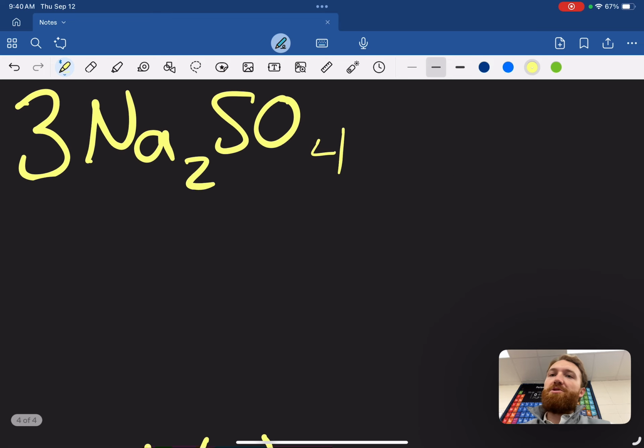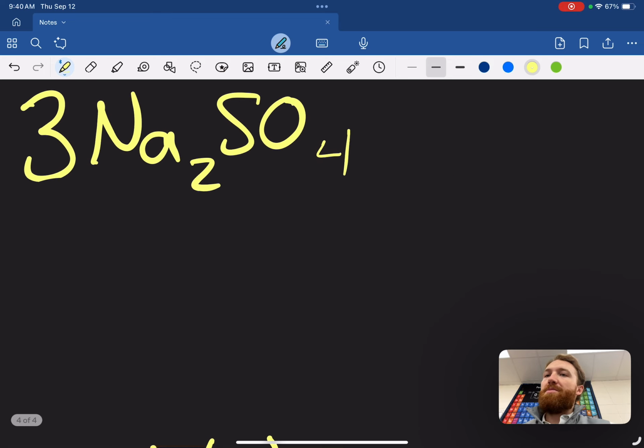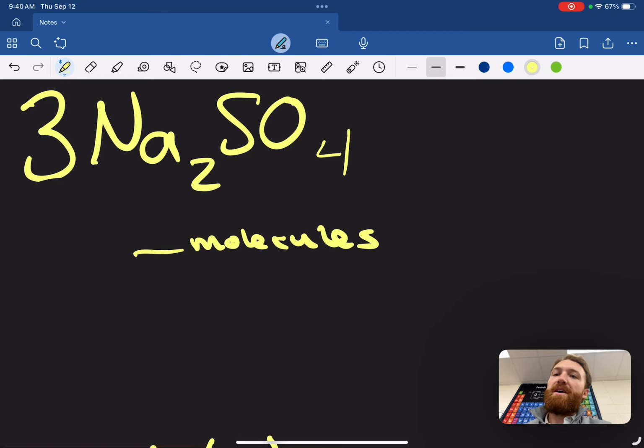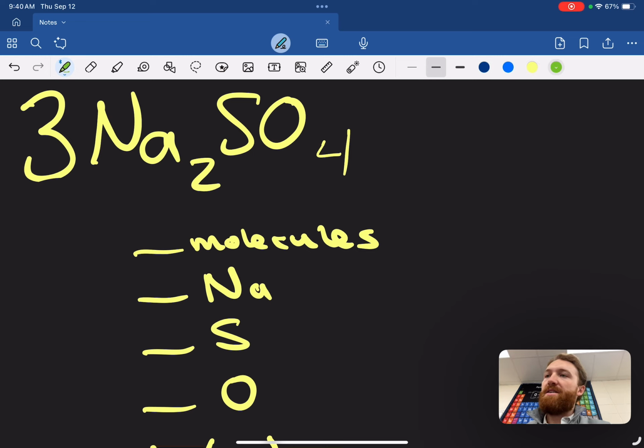The next one would be 3 total molecules of Na2SO4. So like we did before, you're first trying to figure out how many molecules there are. After that, you go into each individual atom. So we got sodium in here, sulfur, and the O for oxygen. Now, when you're looking at molecules, you're only looking at the coefficient. So I see that there are 3 molecules here.